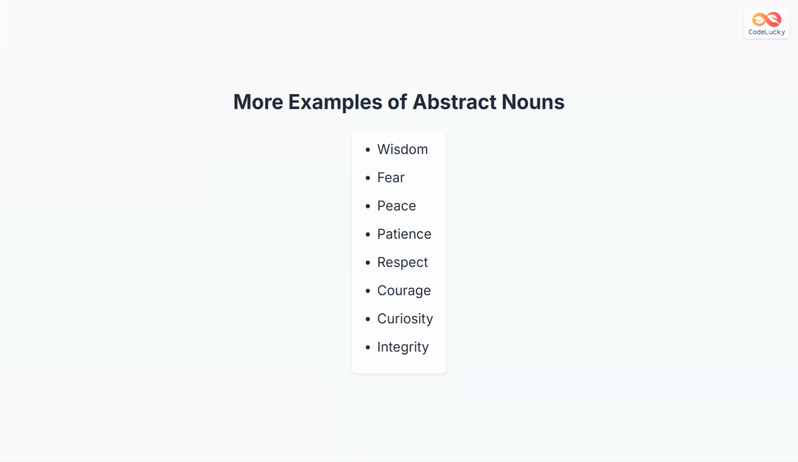Other examples of abstract nouns include wisdom, fear, peace, patience, respect, courage, curiosity, and integrity. These words describe important qualities and feelings.